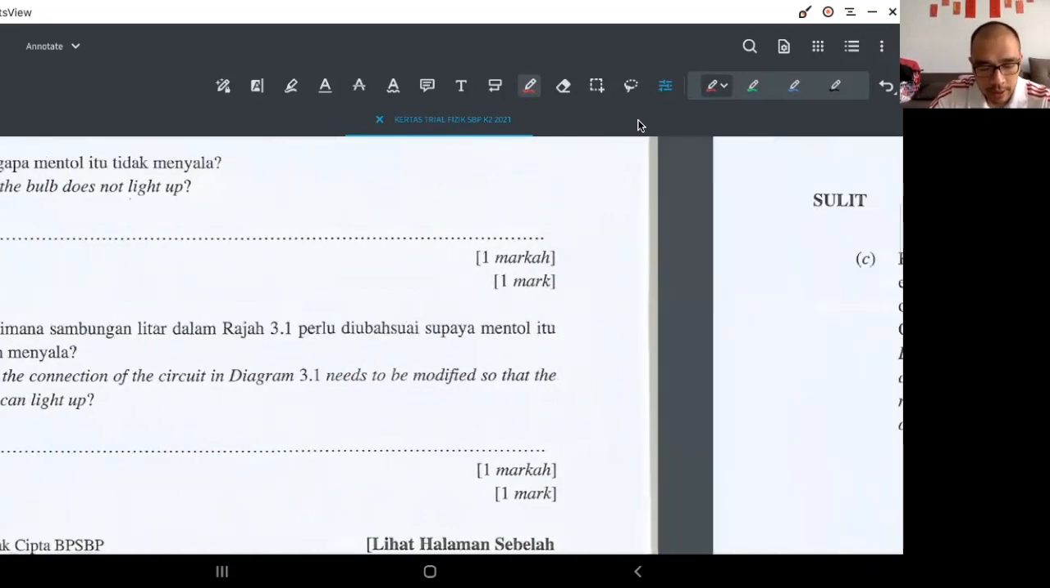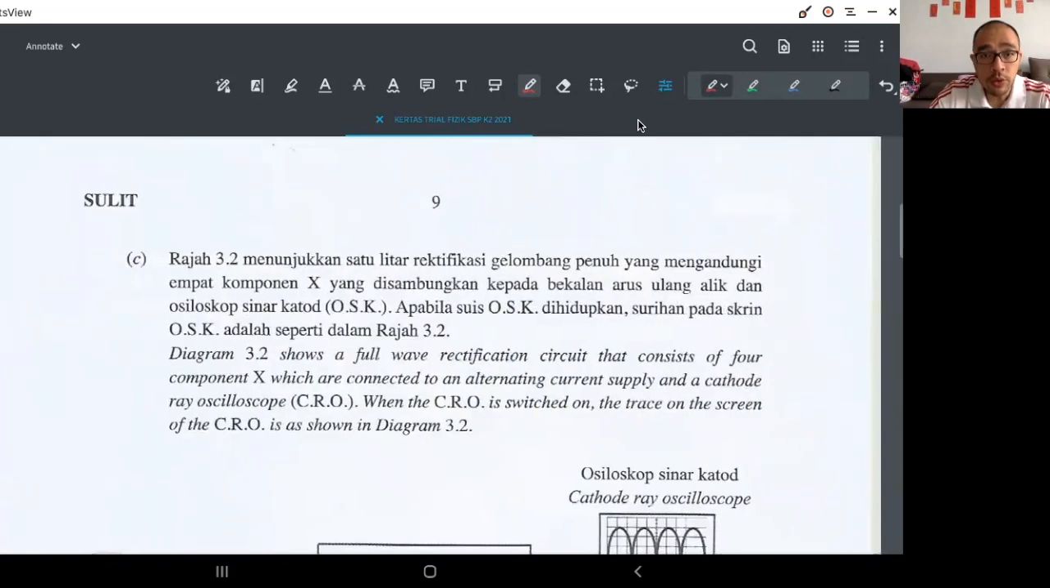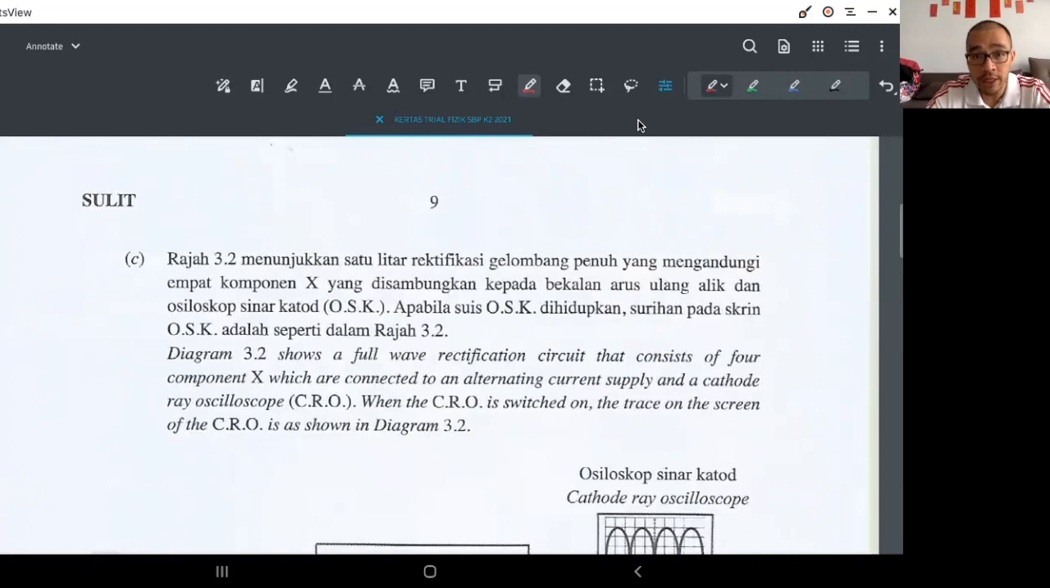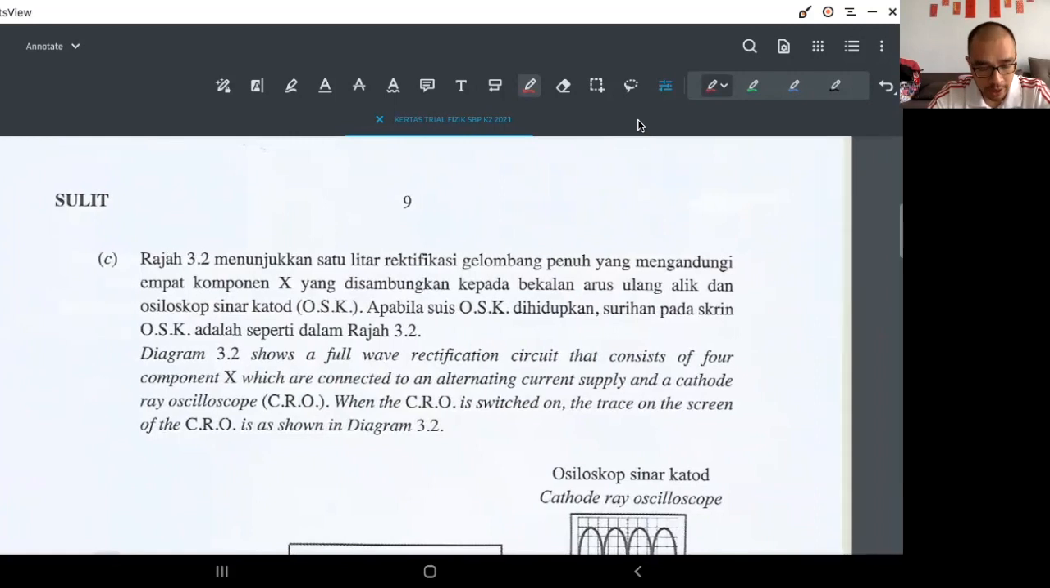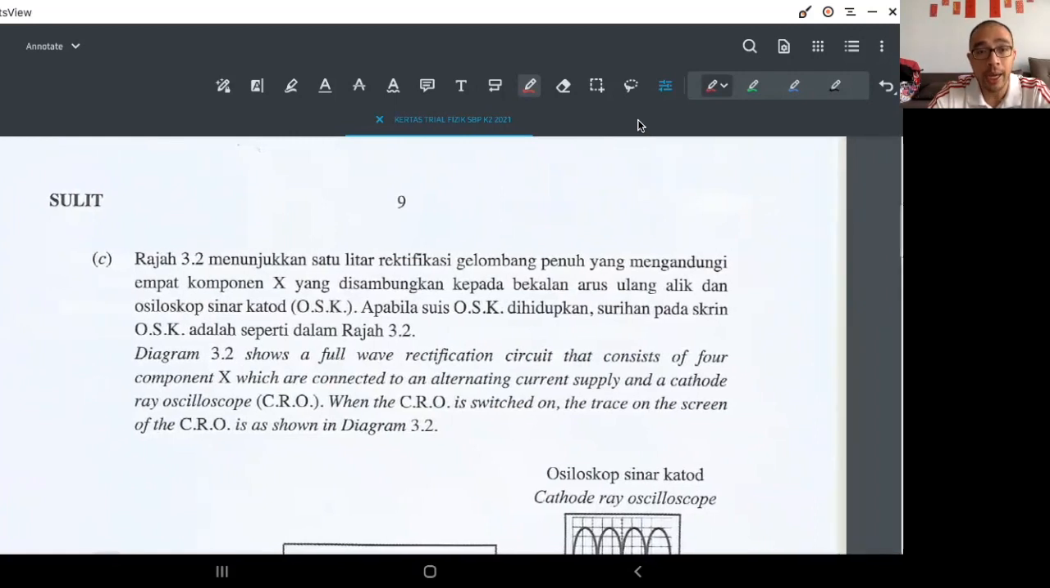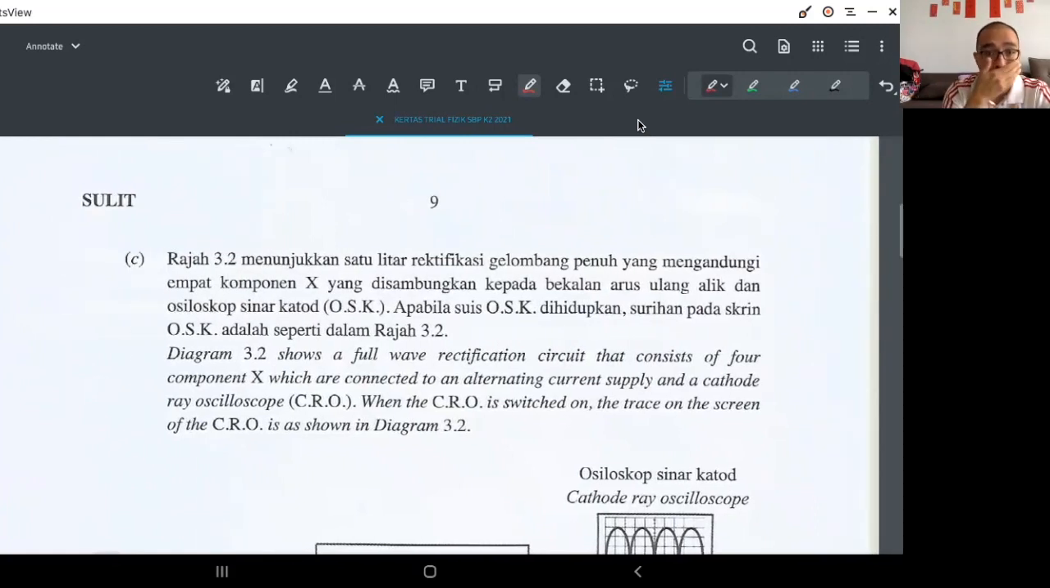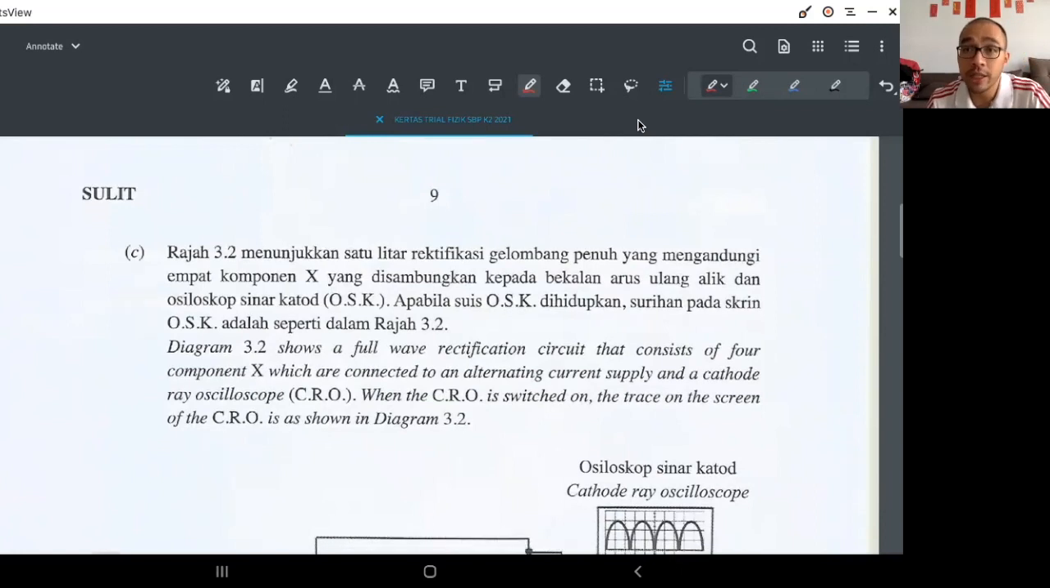Okay. C. Diagram 3.2 shows a full wave rectification circuit. It consists of 4 component X which are connected to an alternating current supply and a cathode ray oscilloscope. When the cathode ray oscilloscope is switched on, the trace on the screen is shown as this. Now, of course, this is the process of rectification.